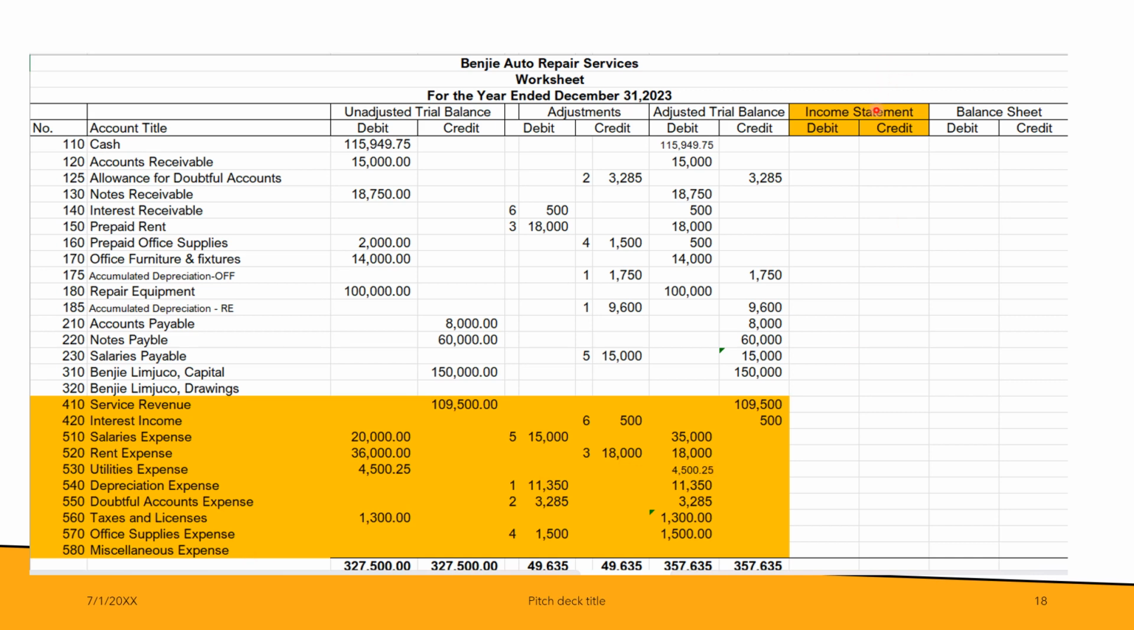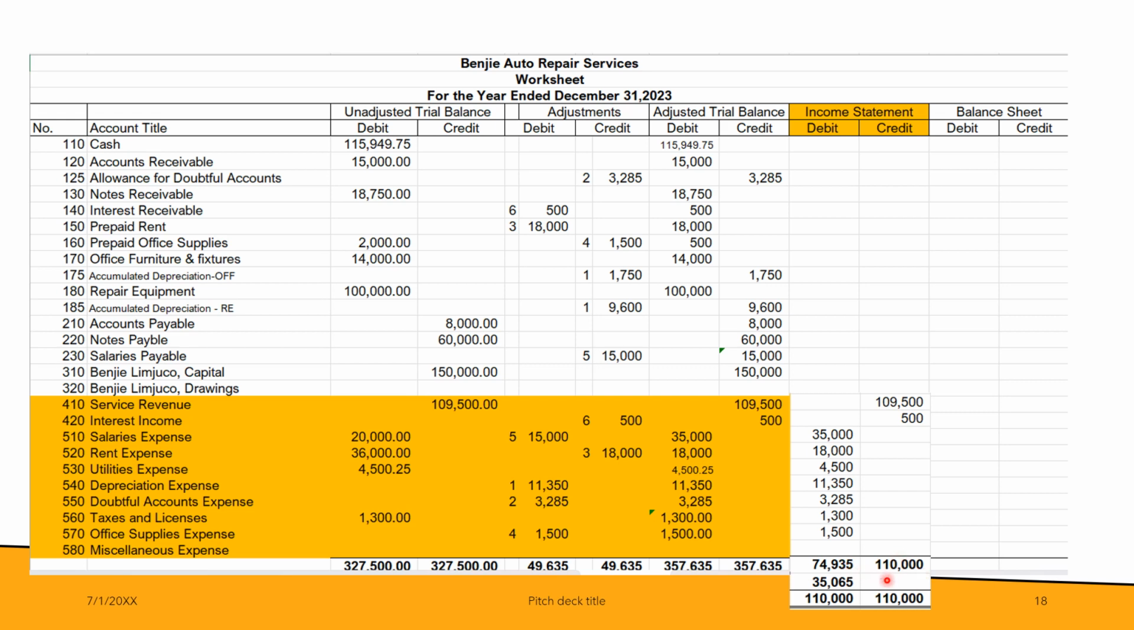So for the income statement, we will just copy the adjusted trial balance amount. For service revenue and the other accounts down to your office supplies expense, you have 109,500, 500 interest income, your salaries of 35,000 debit, down to your office supplies expense amount, which is 15. Then after that, you get the total debit and the total credit. Your total debit is 74,935 and your total credit is 110,000.